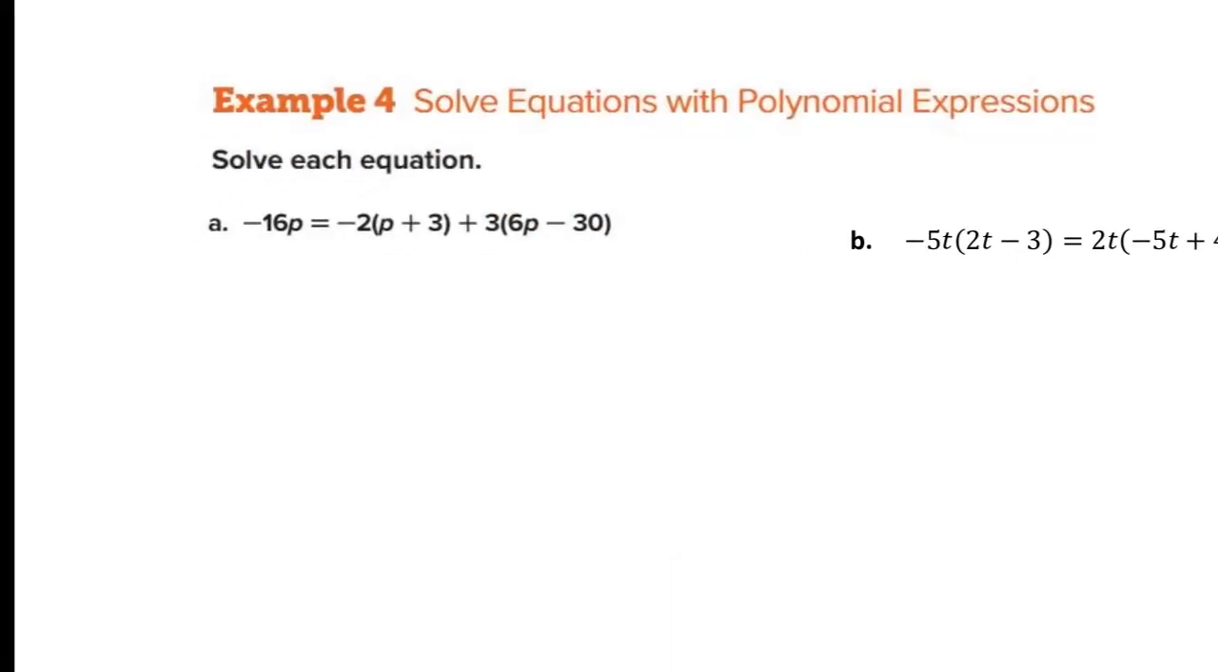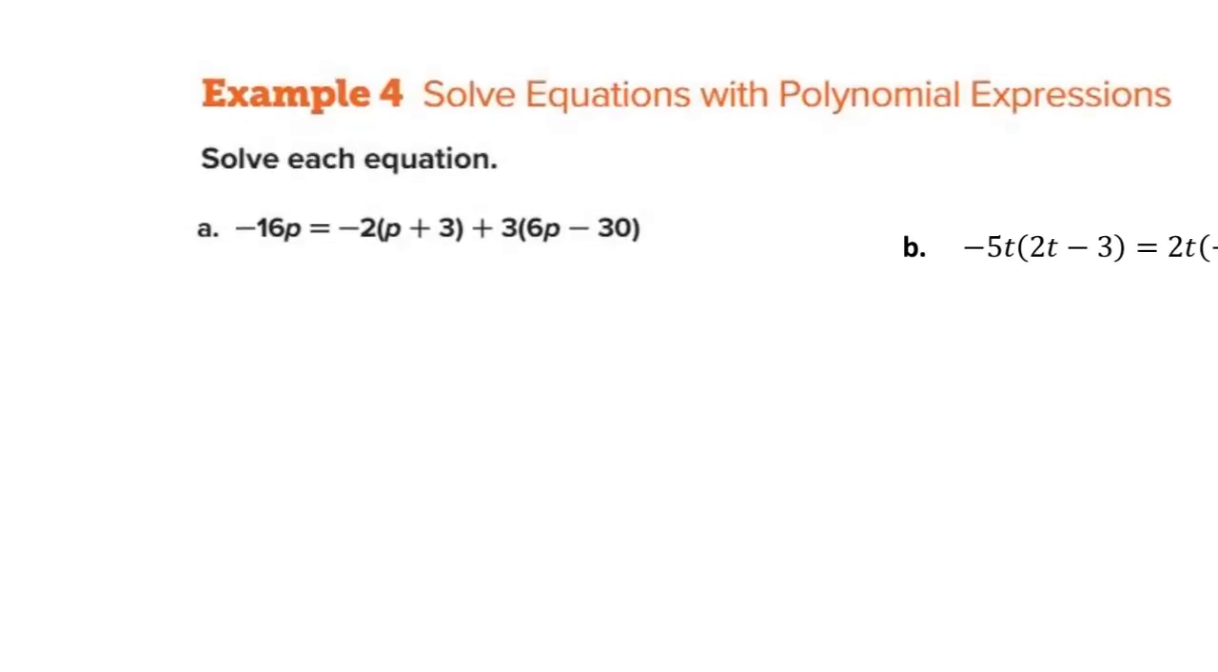Negative 16p equals negative 2 times quantity p plus 3 times quantity 6p minus 30. All right, so where do you see that we're going to be distributing? What's going to get distributed here? Can anyone tell me? Excellent, negative 2. That is on the outside, and that gets multiplied by both of those terms on the inside. The same with this 3, okay?